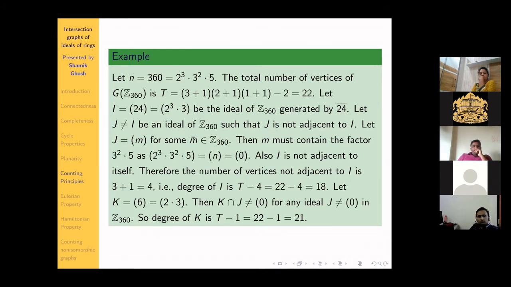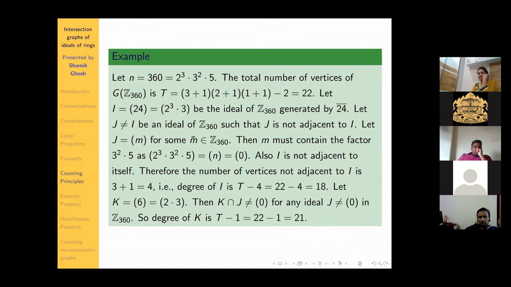Ultimately you can count there are 3 such ideals which contain 3 square into 5, because the other part is 2 cube. So you can have only 1, 2, and 2 square. If you have 2 cube, then the total becomes the 0 ideal, 2 cube 3 square 5. So you are getting only 3 vertices, that is 1 into 3 square into 5, 2 into 3 square into 5, and 2 square into 3 square into 5. So there are 3 vertices plus 1 itself, which are not adjacent. So 4 are not adjacent.